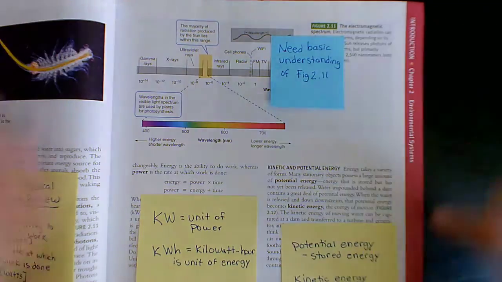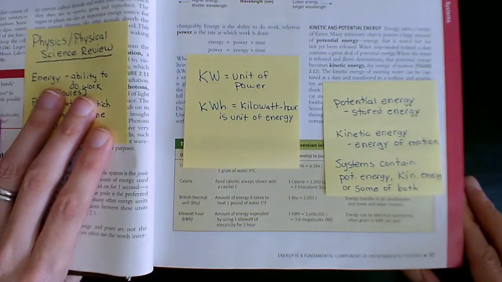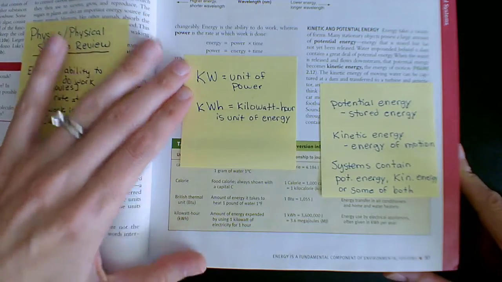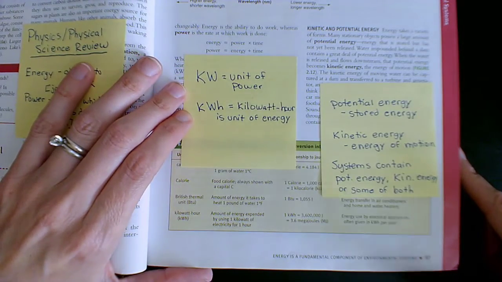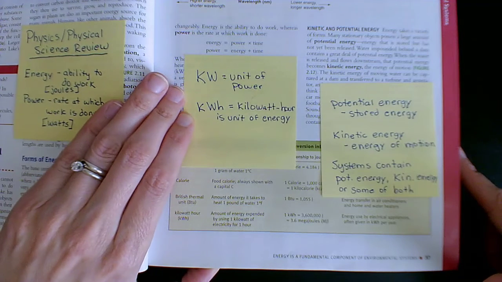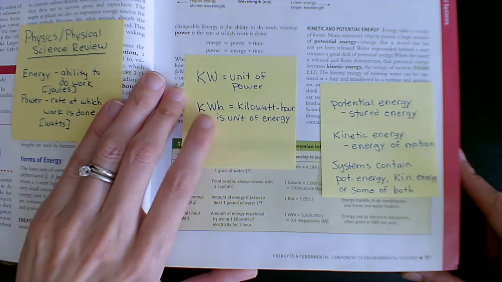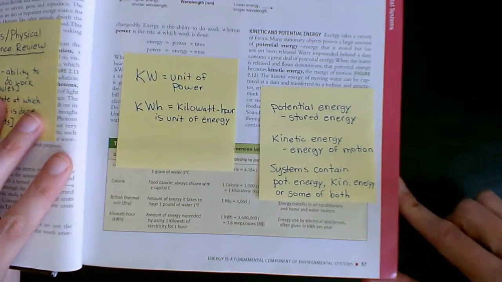And then there's the visible light and the infrared and the UV, which is what we mostly get from the sun. So then looking at some more units, we have a kilowatt is a unit of power. So that shows the rate at which energy or work is done. But a kilowatt hour is a unit of energy, because that is how much work is being done, and it's already given a time. So you'll see this a lot, kilowatt hour.